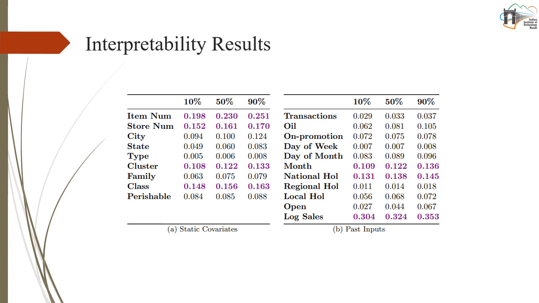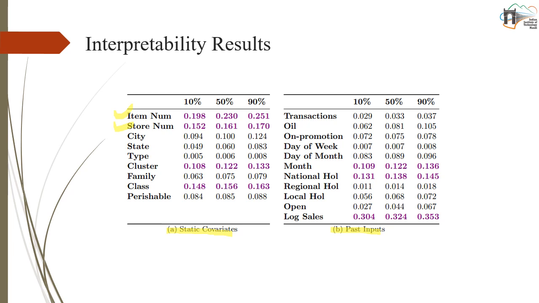The next thing was the interpretability results that we have been talking about for so long. In these tables, the interpretability of our static variables and our past inputs, which were known only up to time t, is given, and all the values with weights of more than 0.1 are highlighted. You can see clearly that for static variables, the particular store number and the specific item were given more weightage. It totally makes sense, because the location of a store and how long it has been operating affect its sales.